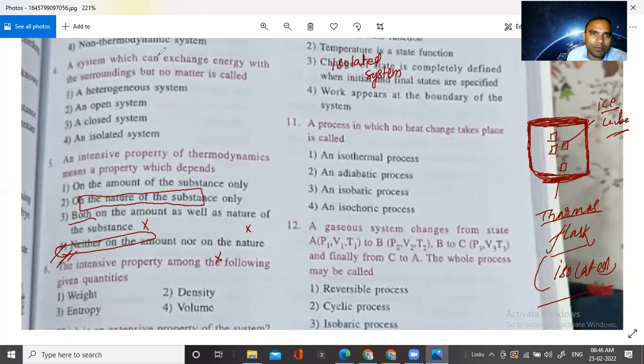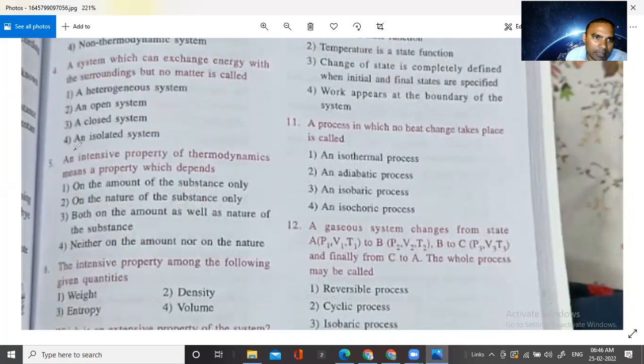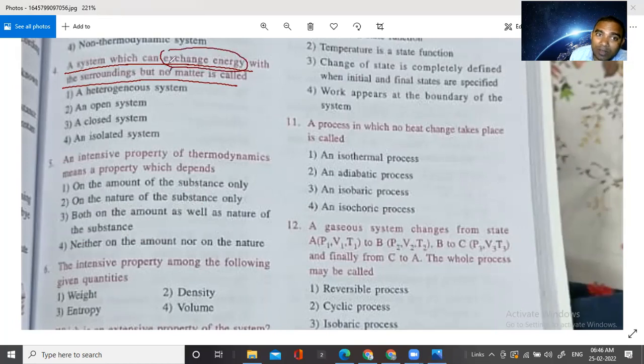So you see question number 4, what are they saying? A system which can exchange energy with the surrounding, but no matter, is called. A system which exchanges energy, energy is being exchanged, but matter is not exchanged. Can you please tell me the answer? Is it open, closed, isolated? They are saying energy is changing, but matter is not changing. Which can be the answer?